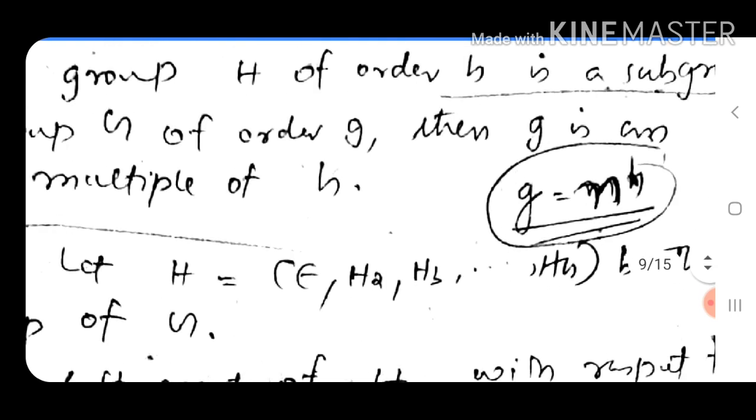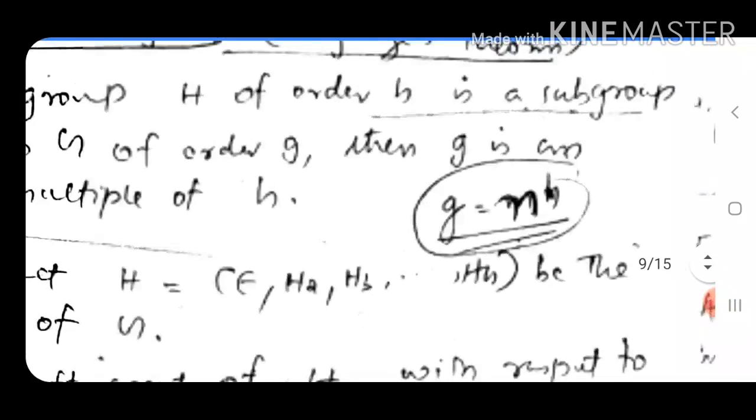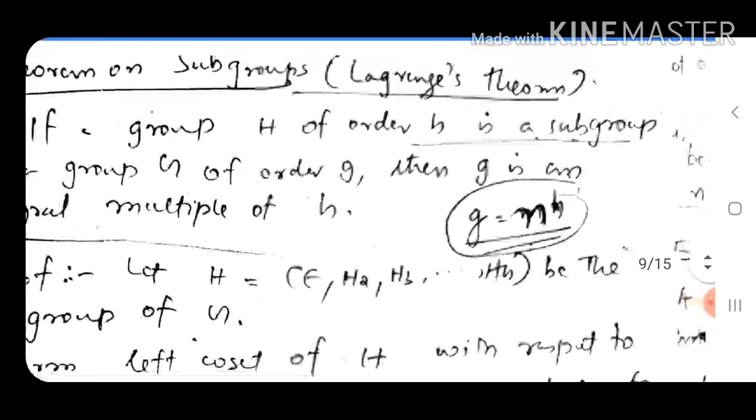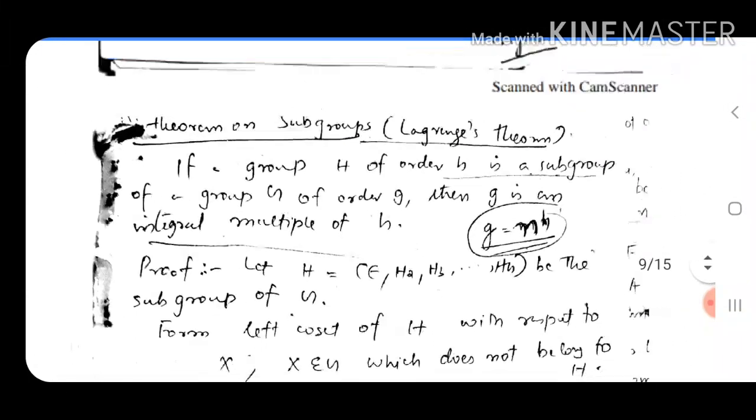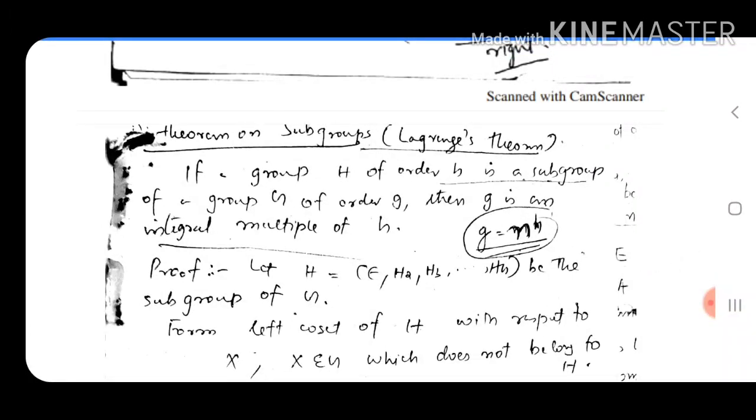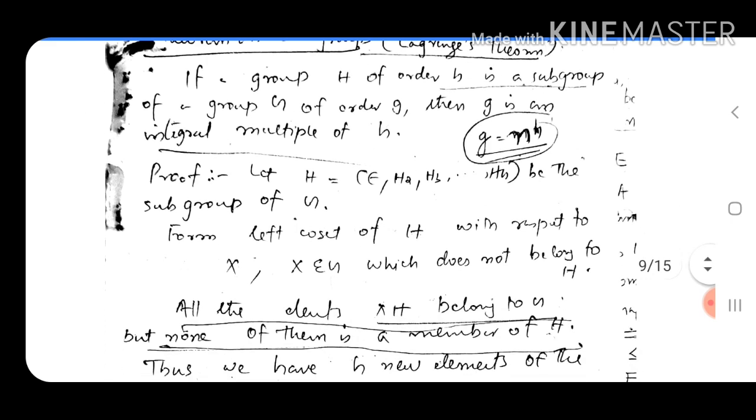That is, small g is equal to n times h, where n is an integral number, 1, 2, 3, etc. Okay, so the order of a group is always equal to an integral number of times the order of the subgroup.